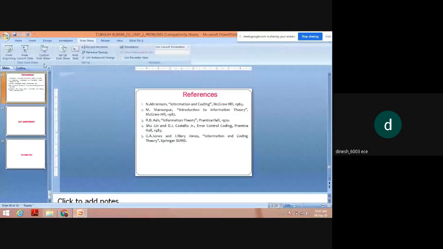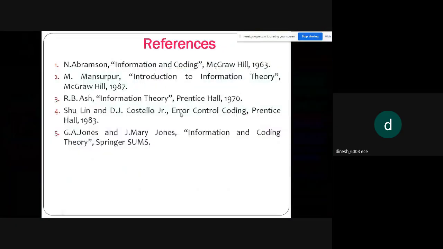So these are the references: Abramson, Information and Coding; Mansoorpur, Introduction to Information Theory; R.B. Ash, Information Theory; Error Control Coding by Shu Lin and Costello; Information and Coding Theory by G.A. Jones and J. Mary Jones.